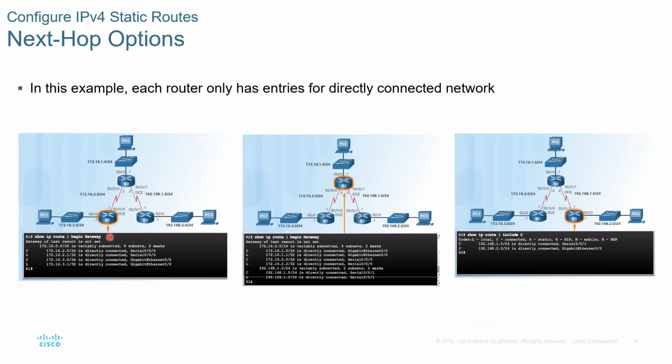You can notice the command of show IP route pipe begin gateway. And over here we have show IP route pipe begin gateway again. You can see that R2 should have 3 directly connected networks, 3 C's, and then 3 L's. And the show IP route pipe include C shows the connected networks, directly connected.